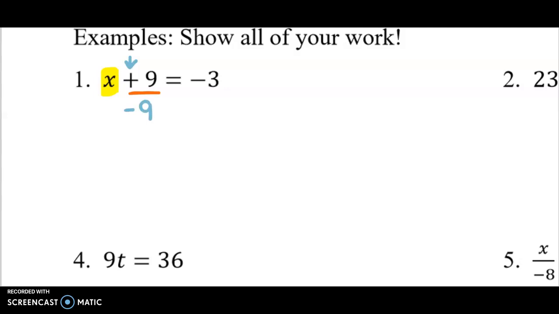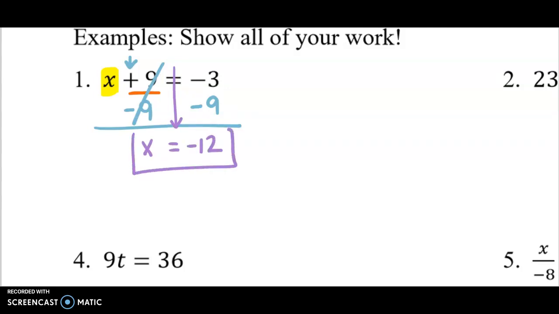But our golden rule says whatever I do to one side, I must do to the other. So over here, I'm going to subtract 9. What's good is positive 9 minus 9 cancels, which is what we want. We're left with x on that side, right? And if we bring our equal sign down, negative 3 minus 9 is going to be negative 12. So our answer is x equals negative 12.